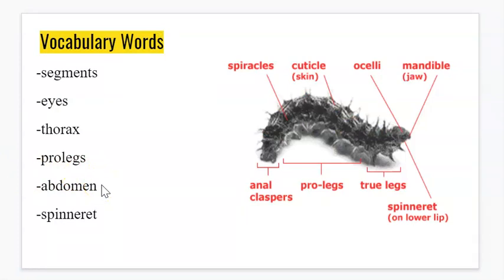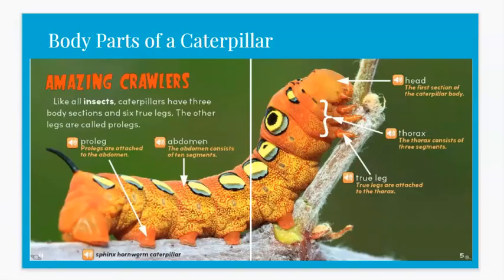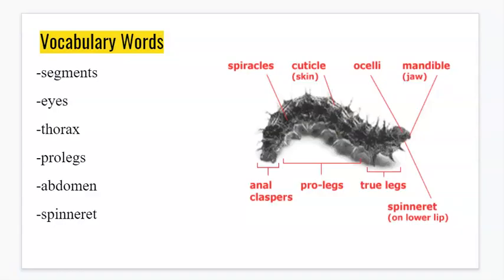Abdomen. An abdomen consists of 10 segments on a caterpillar. This is the abdomen, and if you were to count, you could count 10 segments within the abdomen. And our last one is spinneret. The spinneret is actually located near the mouth of the caterpillar. The spinneret is where silk is produced, and it helps form the chrysalis.